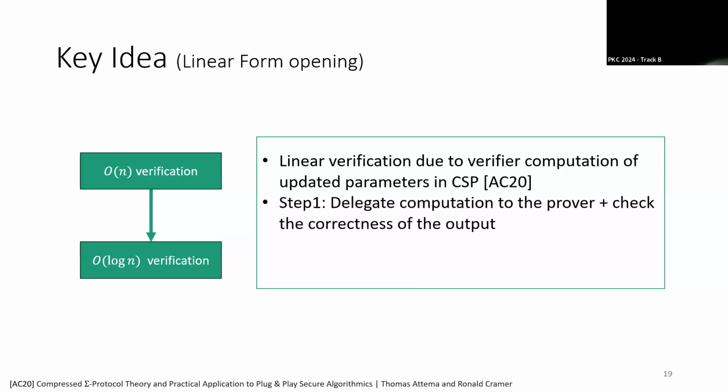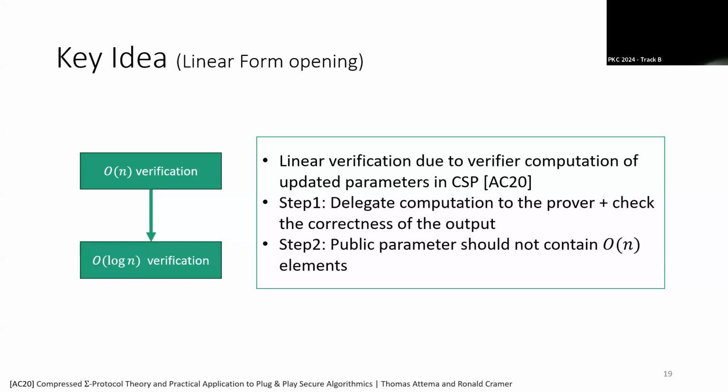So the first step to ensure that the verifier has to do less work is that we can always delegate the computation of the public parameters from the verifier to the prover. And the verifier can just check the correctness of the updated public parameter. And second, we should also ensure that the public parameters do not contain any linear length elements, because of course the verifier has to read the public parameters. Let us discuss step 1.